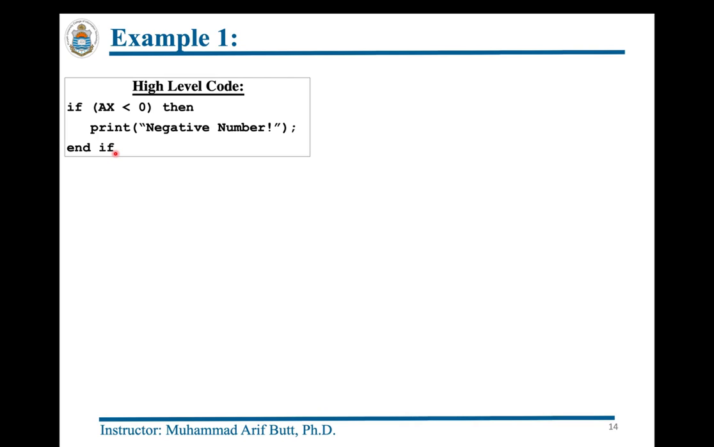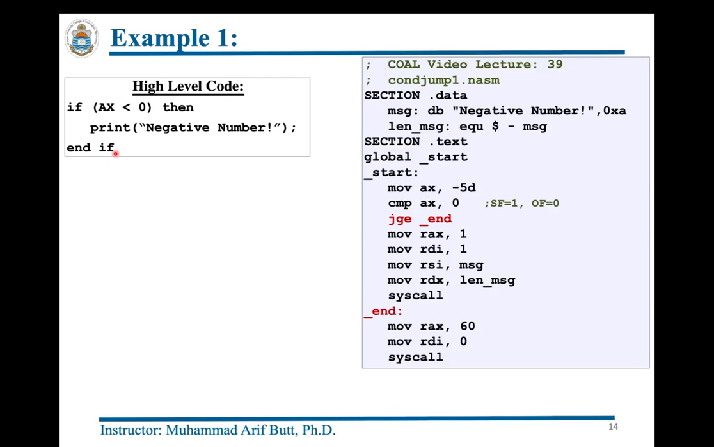Dear students, as I have already said, in assembly language we do not have the if-else control structure. So if we want to implement this logic, we have to use the conditional jump instruction. So here is the sample assembly code that implements this logic. Note that in the data section over here, we have created a variable message containing the string negative number with a new line character, of course, at the end. And this is the length of this string.